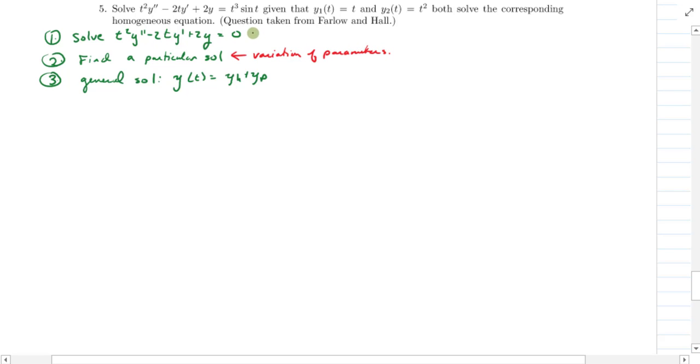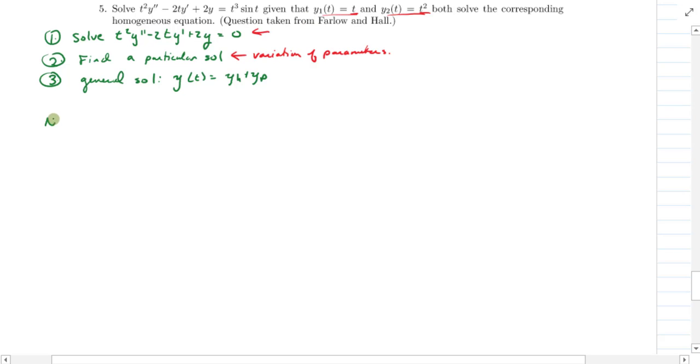But notice that we still have to find the solution to the corresponding homogeneous equation here. And we cannot use the characteristic equation technique on this problem because I don't have constant coefficients here. So in this case, for me to make the problem moderately feasible for us to do, I had to give you the two solutions to the corresponding homogeneous equation. Actually, I stole this from another textbook.